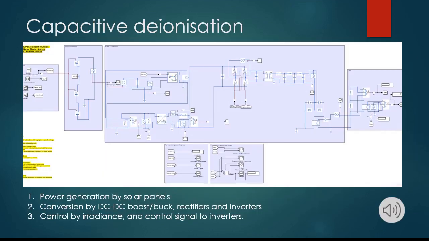For capacitive deionization, the process is powered by solar panels, which have an output voltage of around 220 watts. The 220 watts gets converted to 400 watts using boost converters. From here, the voltage can be applied to other higher demand equipment as the voltage output is around 400 watts.